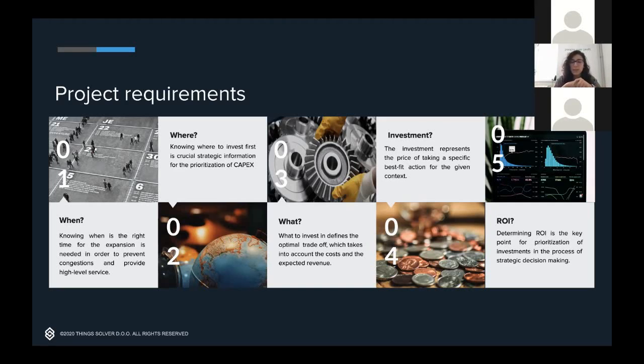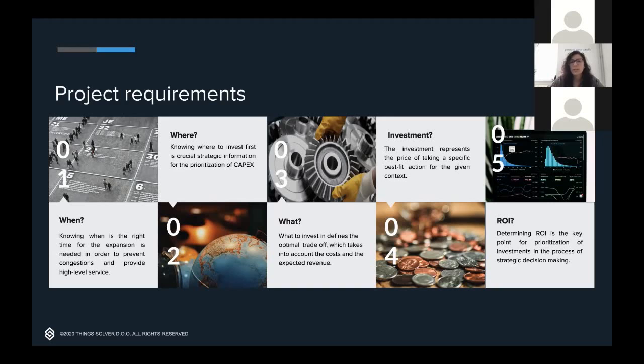Another question that you need to answer is what. So what is the best expansion? What is the optimal expansion that should be introduced in order to optimize this trade-off between the money that you invest and the return of investment?